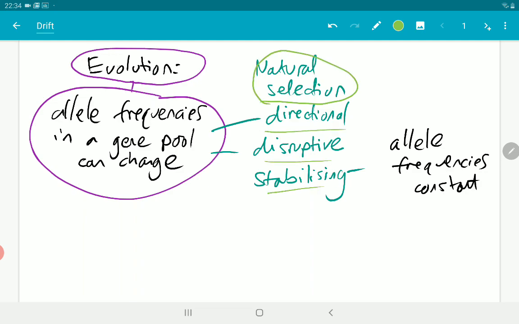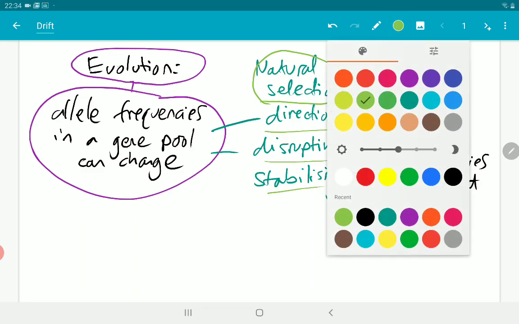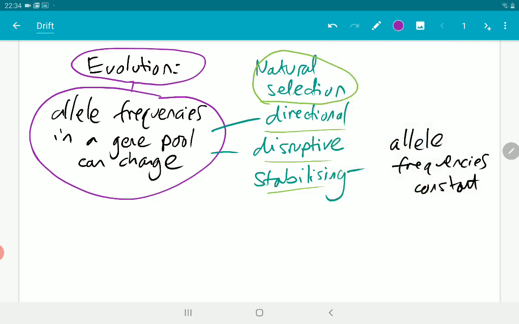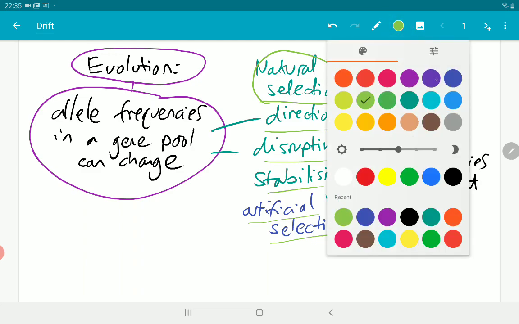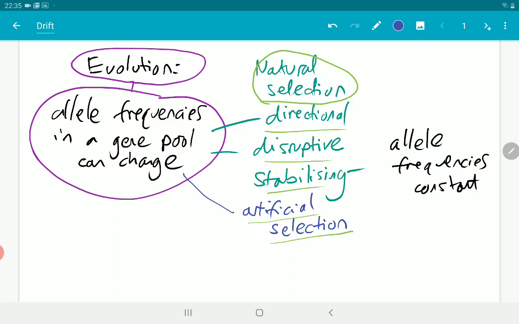So natural selection: directional, disruptive, and stabilizing. There's also, of course, artificial selection, which is what we call it when we are the ones doing the selection, as though we're not part of biology for some reason. Obviously, really, that's just another type of natural selection. It's just that the thing doing the selecting is us. It's almost a secondary directional selection. We're selecting the phenotypes in our livestock and crops that benefit us. So we call that artificial selection.